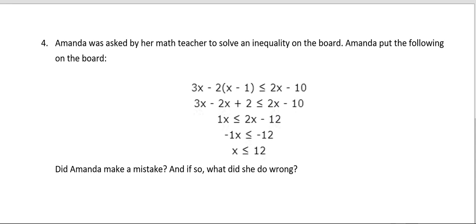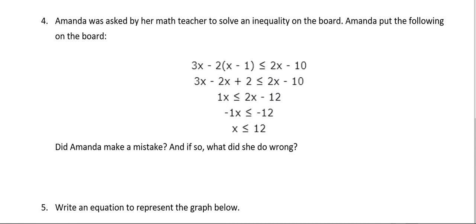Okay, number 4. Amanda was asked by her math teacher to solve an inequality on the board. Amanda put the following on the board. Did Amanda make a mistake? And if so, what did she do wrong? Okay, so going through and checking each one, we can see that first, Amanda took negative 2 and distributed. She distributed negative 2 times x, giving us negative 2x, and negative 2 times negative 1, giving us a positive 2. So that looks like a correct step.